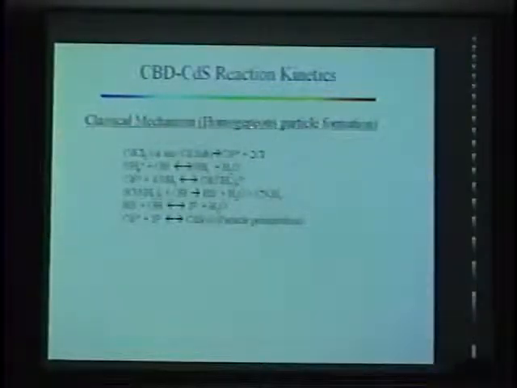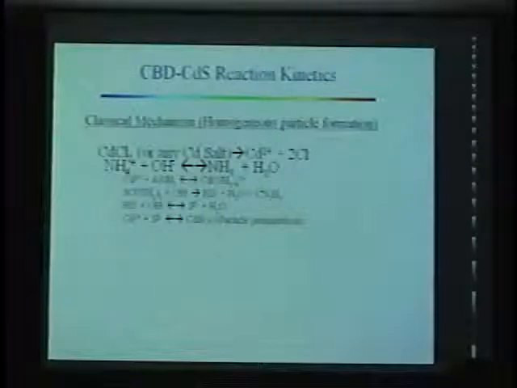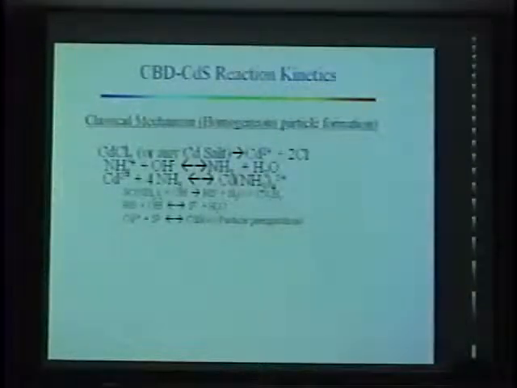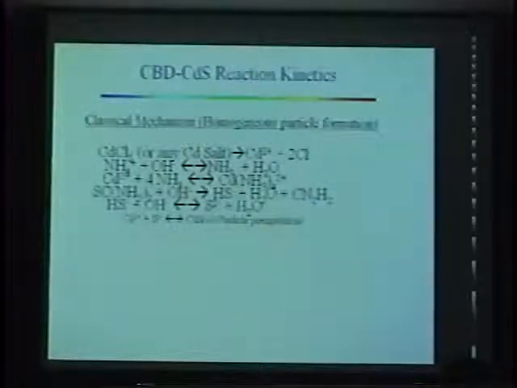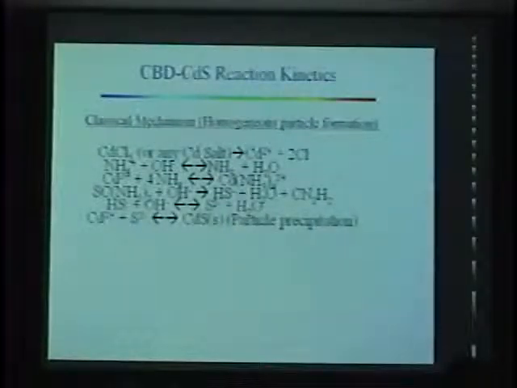First is homogeneous particle formation. What happens is you put in some cadmium chloride salt, and that dissociates. You have free cadmium ions, and you put in some complexing agents like ammonia, and this complexing agent will complex with the cadmium ions. Then you put in a sulfur source, in this case thiourea, and it decomposes into free sulfur ions or HS. Once you reach the saturation limit, you can have particle formation, and this is kind of like a precipitation process.